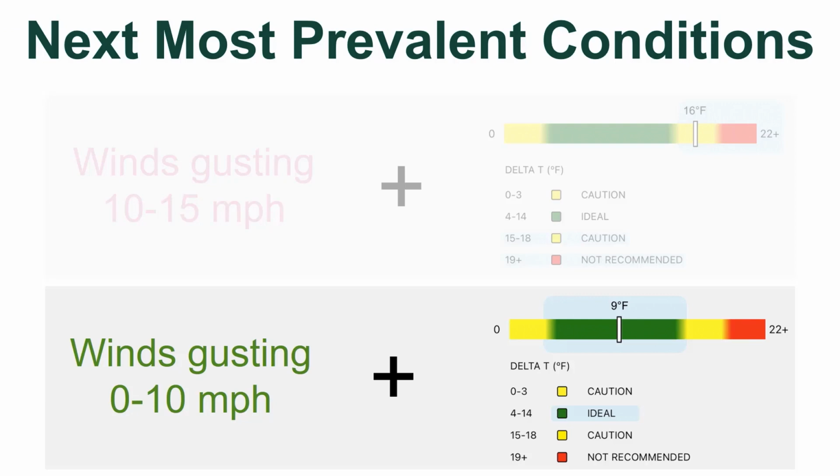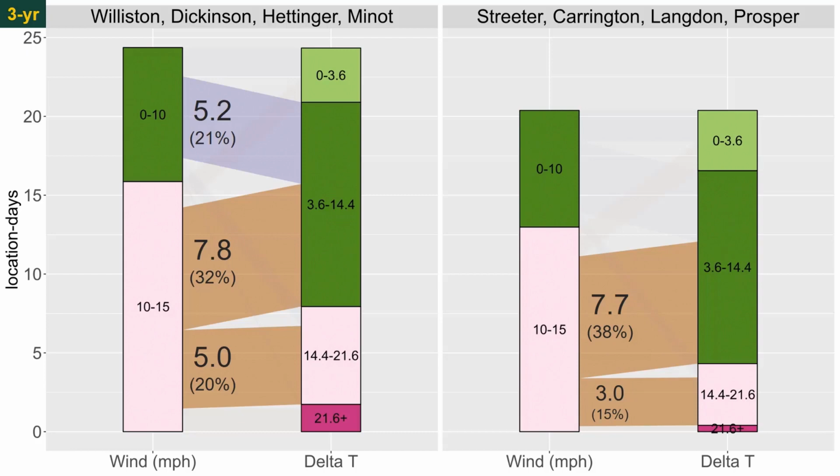A bit of good news is that one of the other next most prevalent conditions is ideal spray conditions, where you have winds that are low, gusting from 0 to 10 miles per hour, along with ideal Delta T conditions. So in the West, to add this in, it was 5.2 days, or 21% of the time in June or July, averaged across these 3 years. In the East, fairly similar, 4.5 days, 22% of the time. So you're in the West about as likely to have those ideal conditions as you are to have the really challenging conditions.